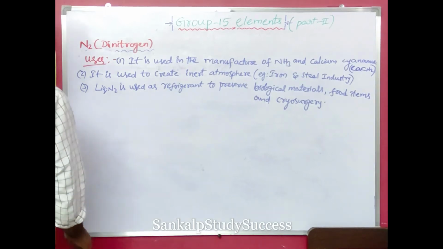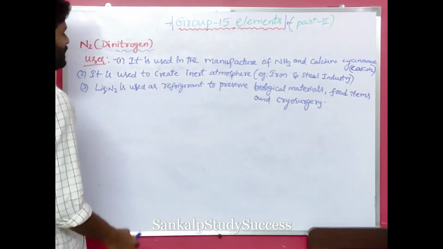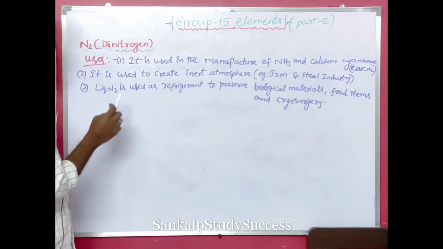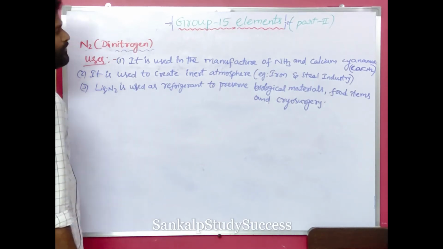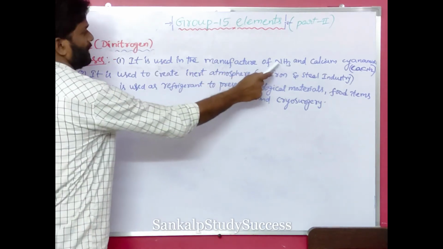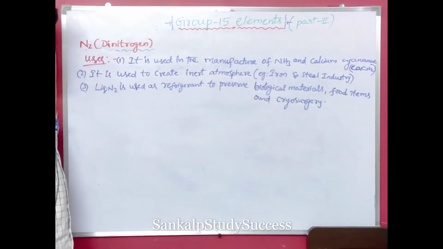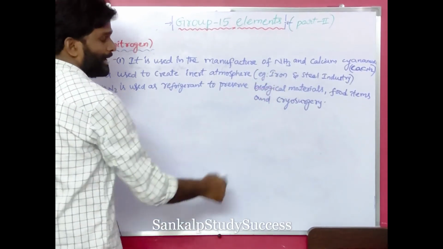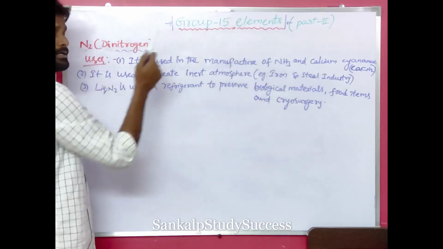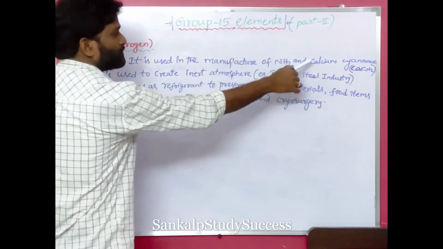Right, next I am going to explain about uses of nitrogen. It is used in the manufacture of ammonia and calcium cyanamide. We already observed this reaction in the Haber process. Ammonia can be prepared from nitrogen and hydrogen, and calcium cyanamide also can be written. Okay, that is over.